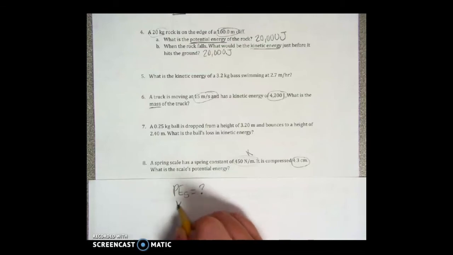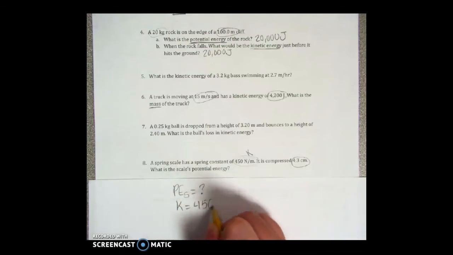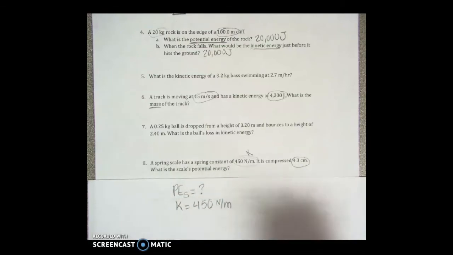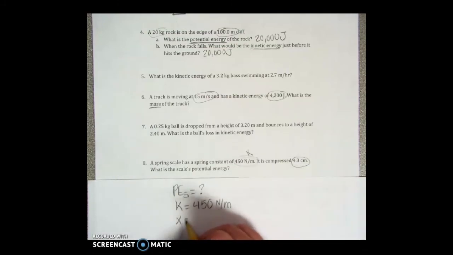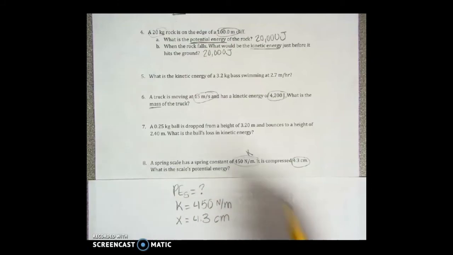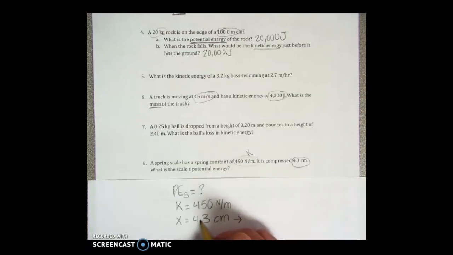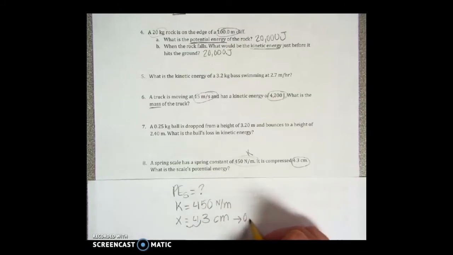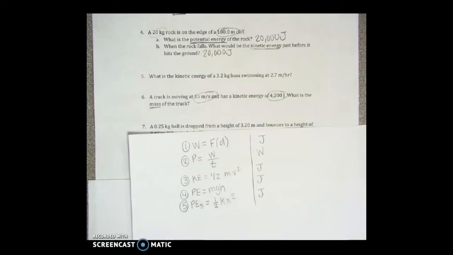We know our K, or our constant, is 450 newtons per meter. And we can say that our x, our displacement, is 4.3 centimeters. Of course, we need to do a unit check, and we see that we have meters and centimeters, so they need to be equal to each other. So we can convert this to meters pretty easily by, like we said earlier, just moving it 2 places to the left. So we're going to end up with 0.043 meters.